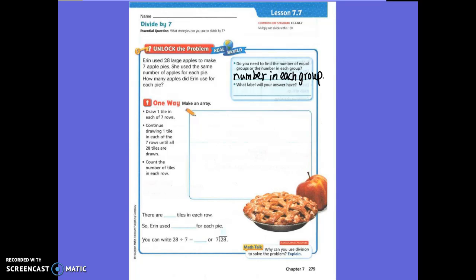All right. What label will your answer have? Looking at the story problem, look at the question. What label will your answer have? Wyatt? Apples.